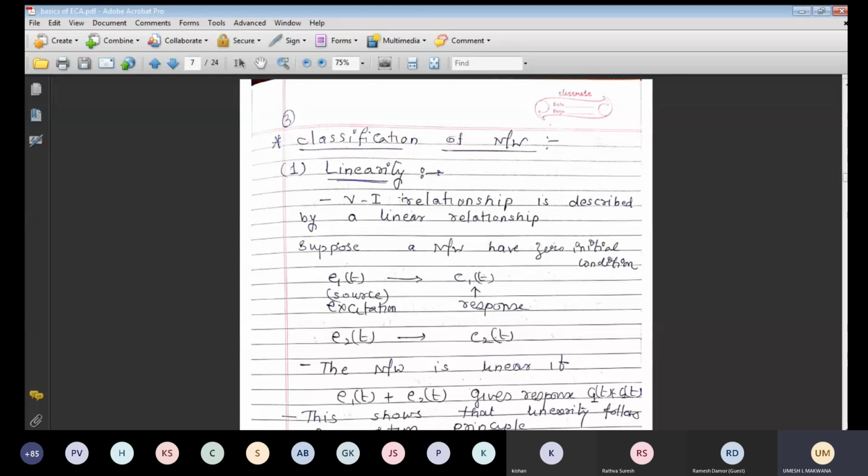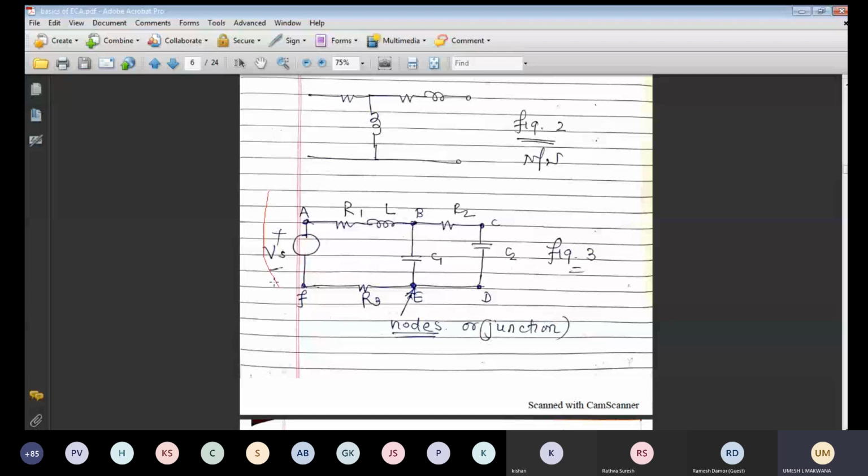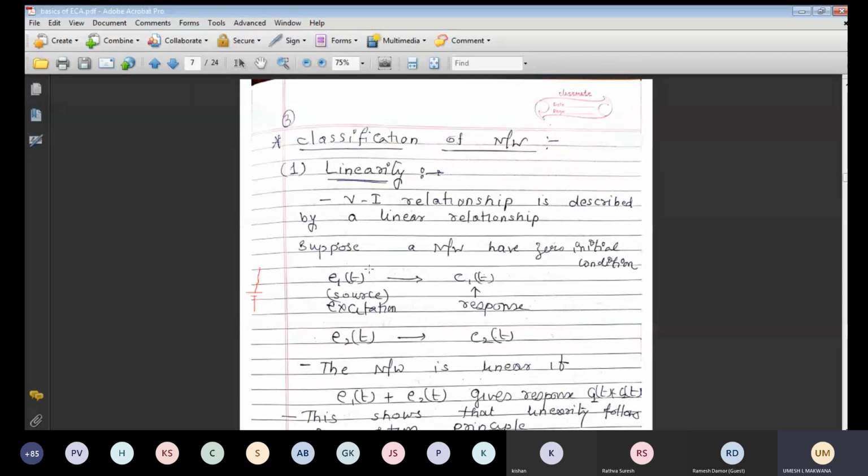That first is the linear network. The property of this linear network is known as linearity. That means if we give voltage to the circuit, suppose we have a circuit like this. Now if we apply one voltage here, suppose V1, and I am connecting another voltage, suppose V2.